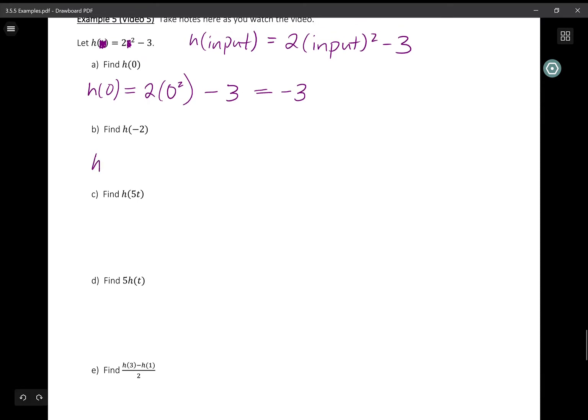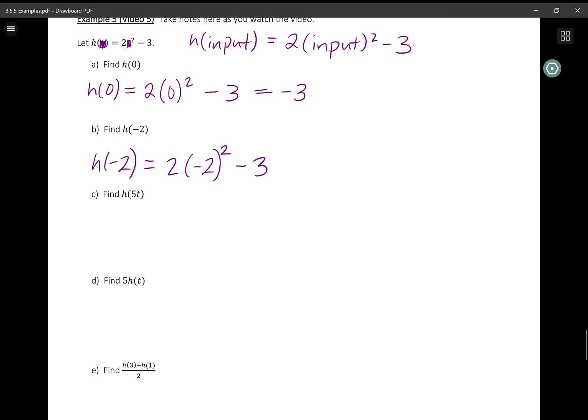Similarly, for h of negative 2, h is the function that takes your input, squares it, and I suppose I should be careful here. Where I wrote the parentheses in the previous one was fine, but really if we're being consistent, it's never a bad idea to put parentheses around your input, not your input and something else, just your input. And that is going to be important in this example. We then multiply by 2 and subtract 3. So order of operations really important here.